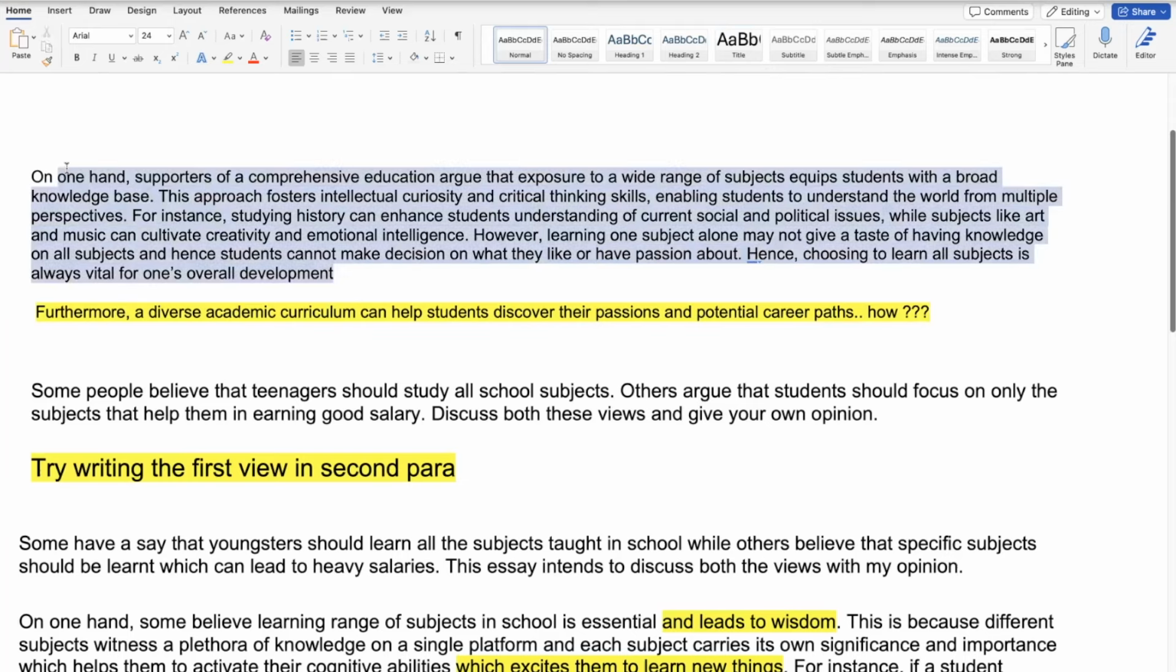This entire thing is like one basket. They all get into one circle. But what you wrote here, furthermore, a diverse academic curriculum can help students discover their passion and potential career path. This is because if you introduce another idea, then you need to write a supporting idea and example. Otherwise, don't write this. Hope you're getting it. If you write this, then you need to explain another 5 to 6 sentences separately on it. Otherwise, no point, no marks for that.